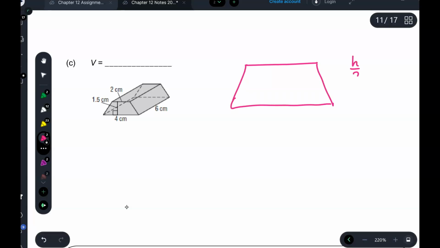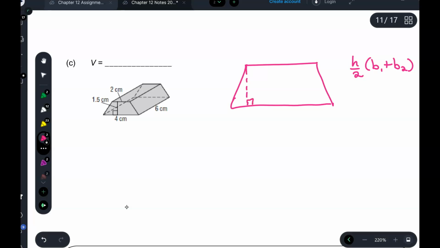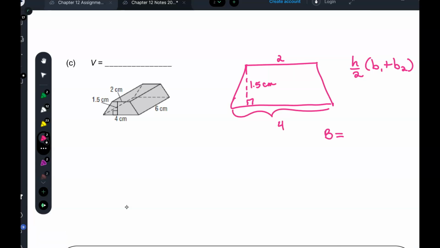It's 1/2... H over 2, base 1 plus base 2. What would be the height? 6? Well, that's the height of the whole thing. So how would we find the area of this base? Are you gonna give us that formula? No, you need to know this. The trapezoid you need to know. Yeah, you should know, because that was from the last chapter, remember?